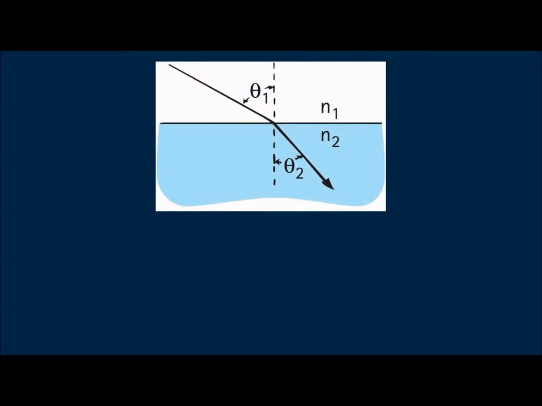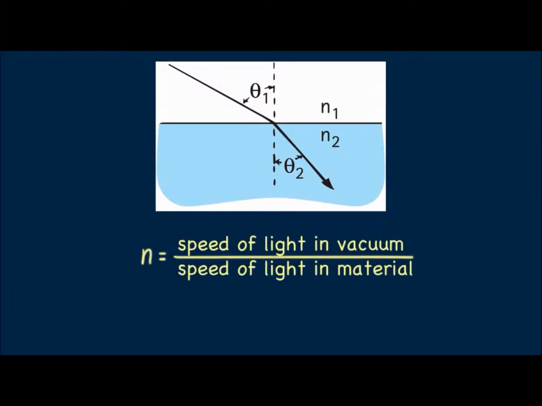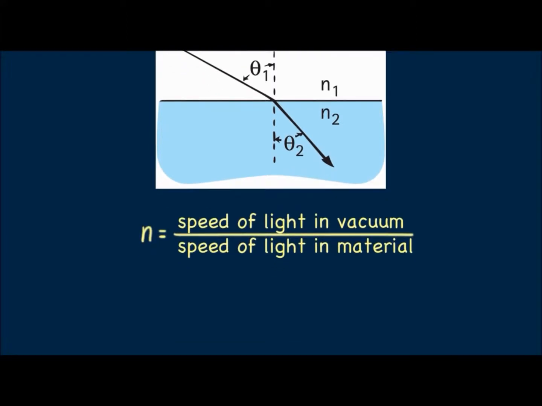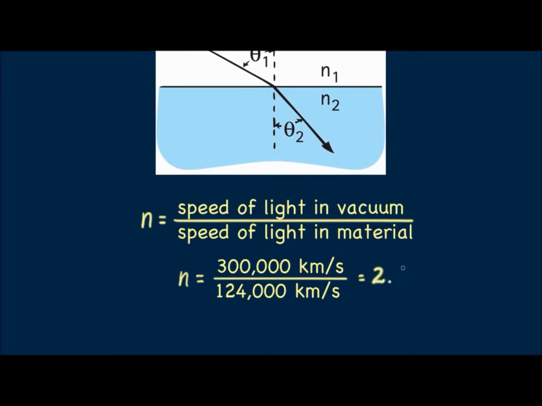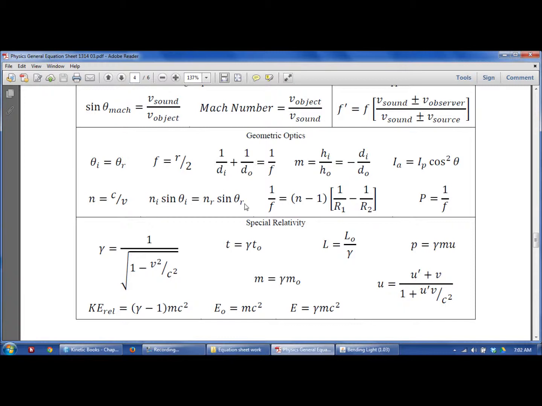Just how much the speed of light differs from its speed in a vacuum is given by the index of refraction, n, of the material. n is the ratio of the speed of light in a vacuum to its speed of light in the material. For example, the speed of light in a diamond is 124,000 kilometers per second. And so the index of refraction for diamond is 2.42.